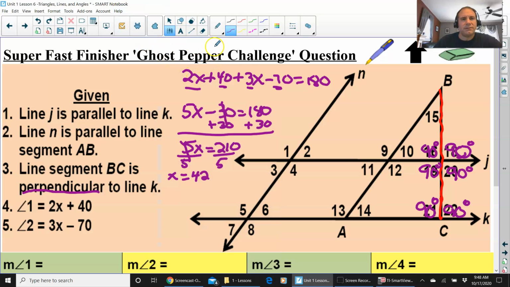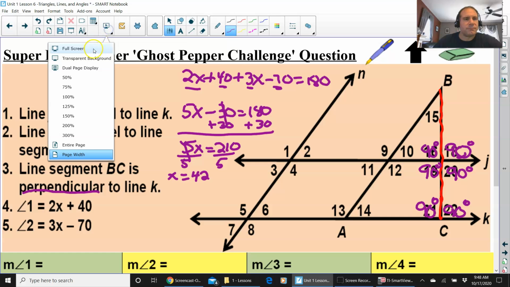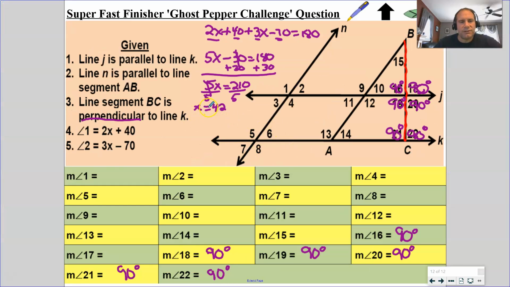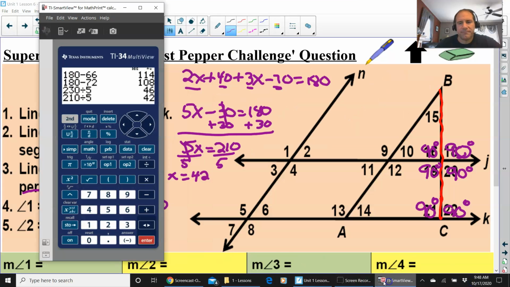Okay, so we're going to just go back to the full screen. That is 42, but there's nothing to put 42 into. But now we are going to substitute into angle 1. So it's going to be 2 times 42 plus 40. 2 times 42 plus 40. 124. Angle 1 is 124 degrees.